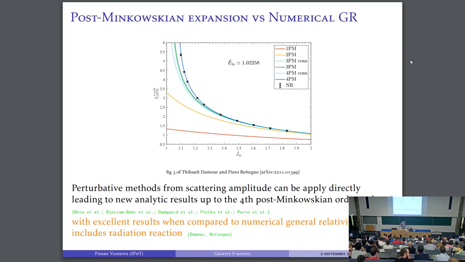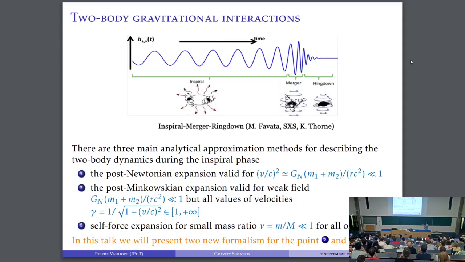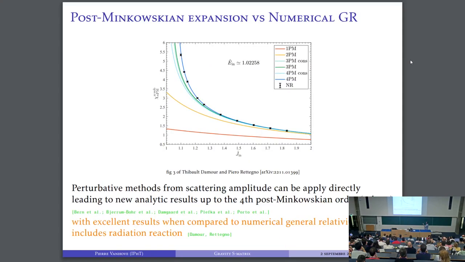The subject is not new, and a lot of results have already been accumulated. To show you how good we are getting by doing this perturbative computation, I'm coming in a minute to tell you what kind of setup we use. This is a graph selected from a paper by Thibault Damour and Pierre Vanhove, which compares the PM expansion, meaning an expansion with respect to G Newton. So 1PM is tree level, 2PM one loop, 3PM two loops, 4PM three loops, and three loops has been completed.